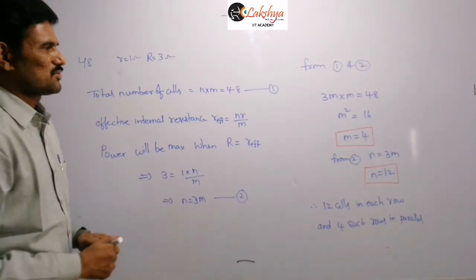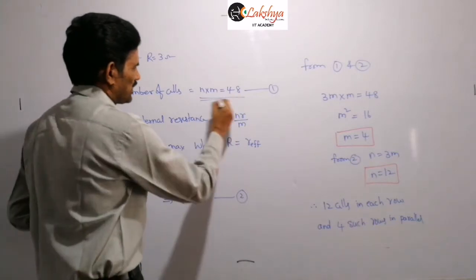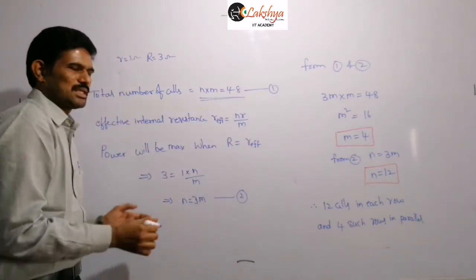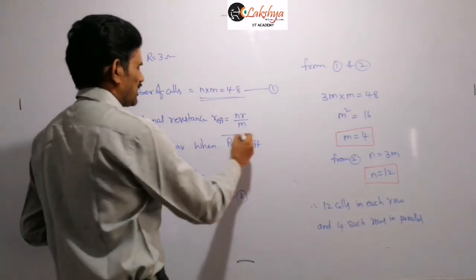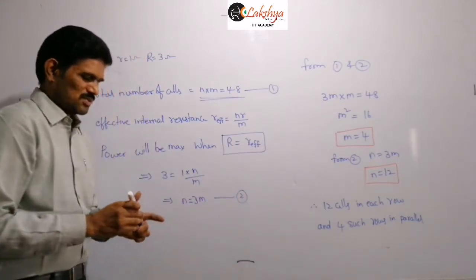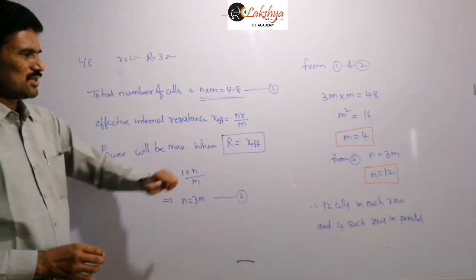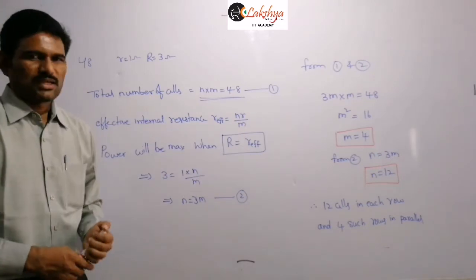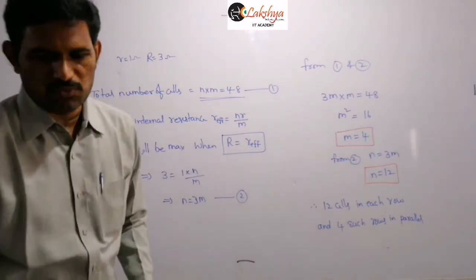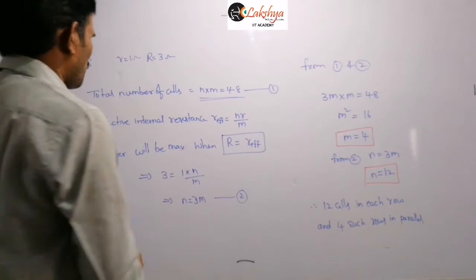That means in that mixed grouping of cells, these are important conditions here. The total number of cells is N into M, and this is an important condition here. The total effective resistance must be equal to the internal resistance in that circuit, or the internal resistance in the circuit is nothing but NR by M, right? So let us go to the next problem based on this combination of the cells.